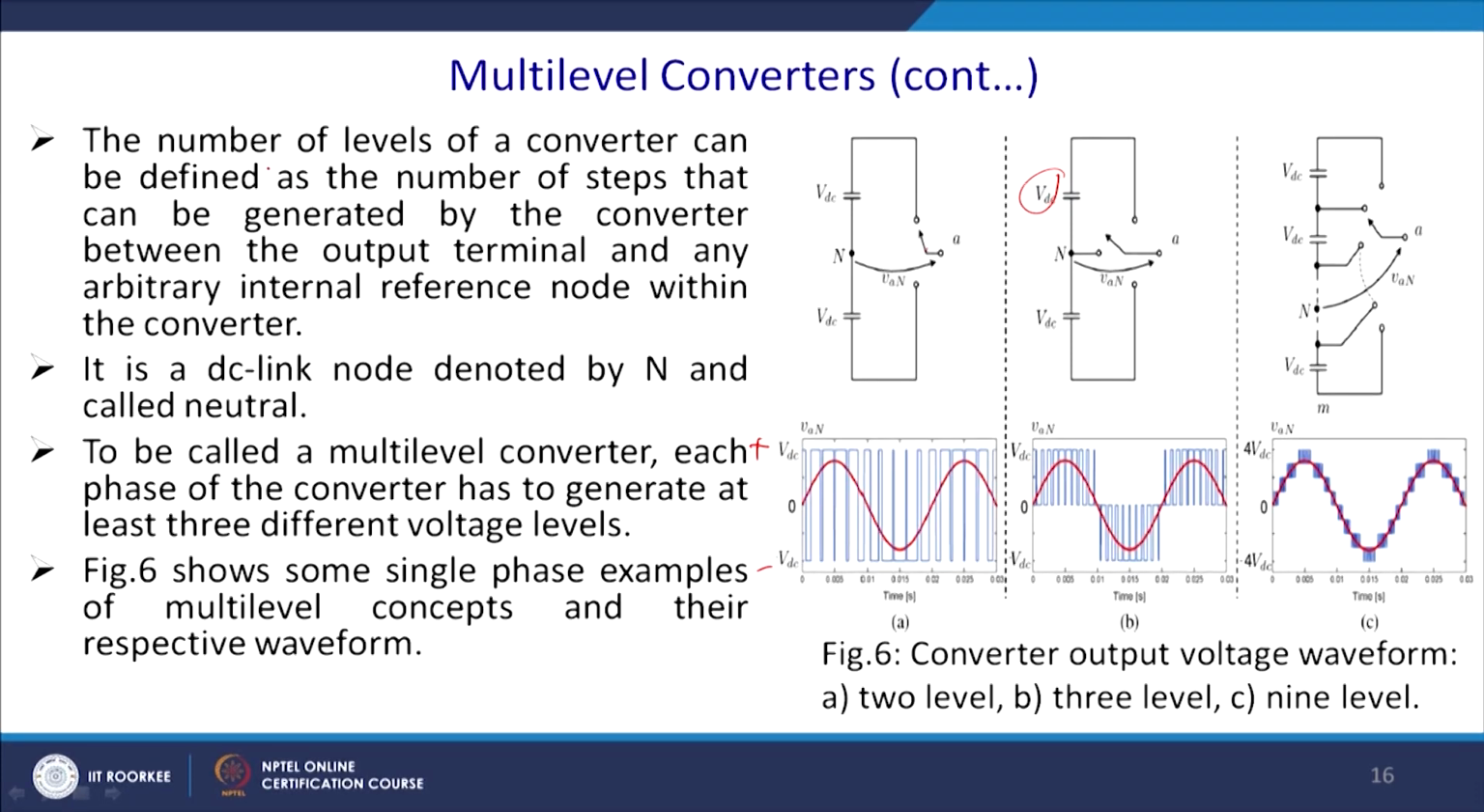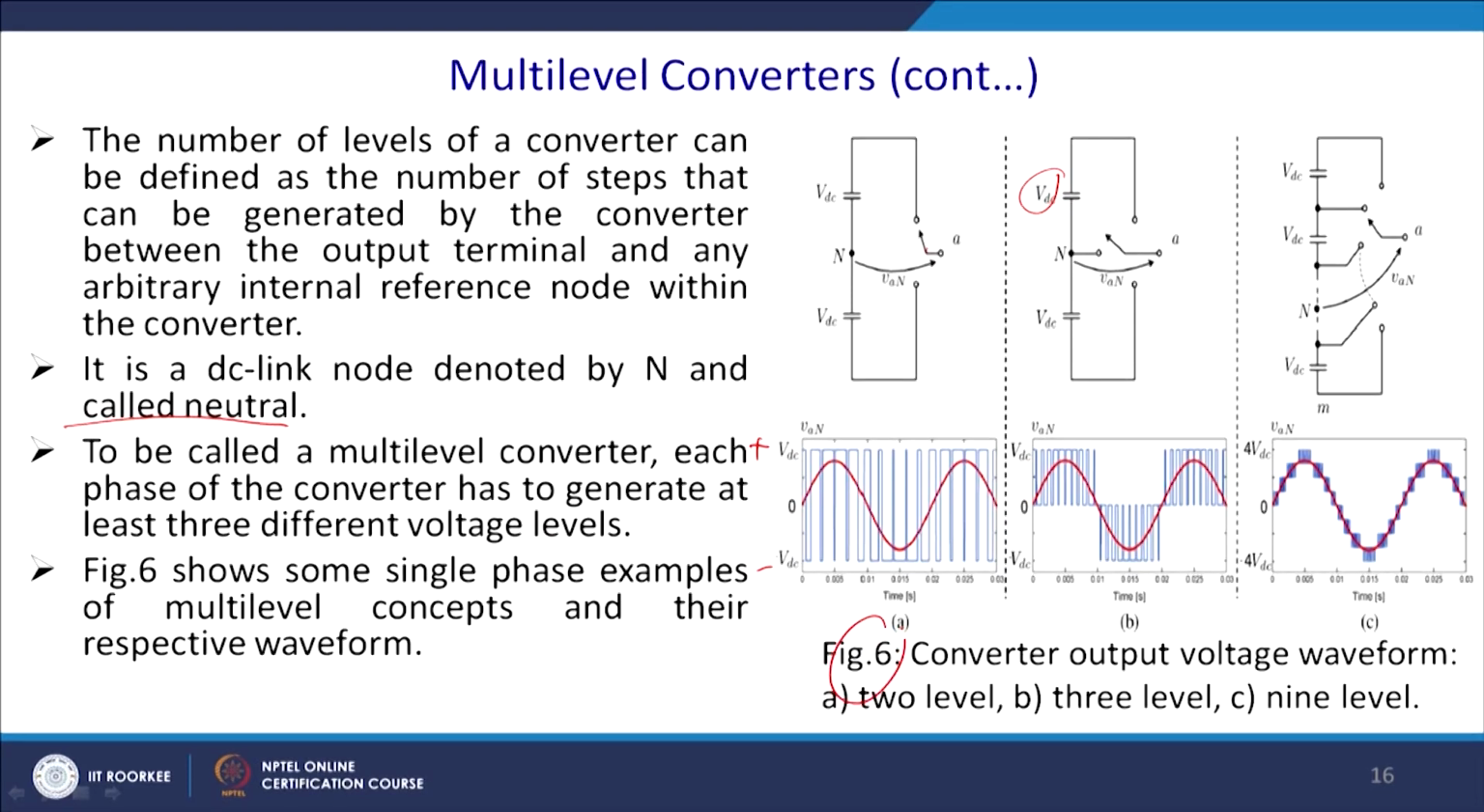The number of levels of the converter can be defined as the number of steps that can be generated by the converter between the output terminal and any arbitrary reference node within the converter. It is a DC link node denoted by N and called neutral. To be called a multi-level converter, each phase of the converter has to generate at least 3 different voltage levels.